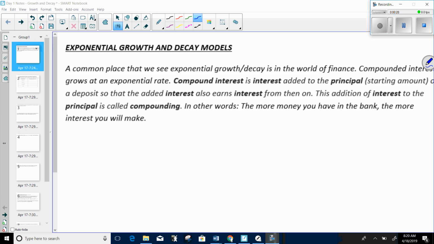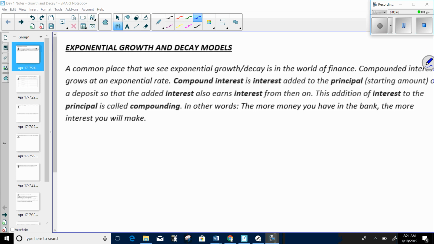So a couple things we have to talk about. We have to talk about compound interest. We need to know what interest is. We need to know what principal is. Principal is your starting amount. That's how much you start with. Interest is the amount of free money that you can get, or if it's a loan, it's how much you pay the bank, which is free money for the bank.